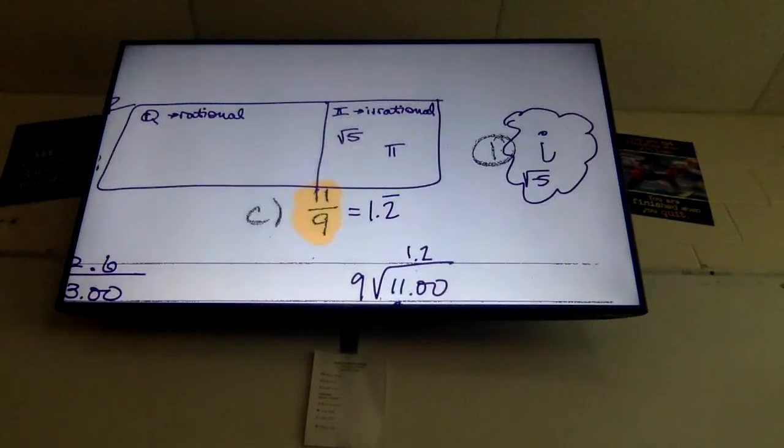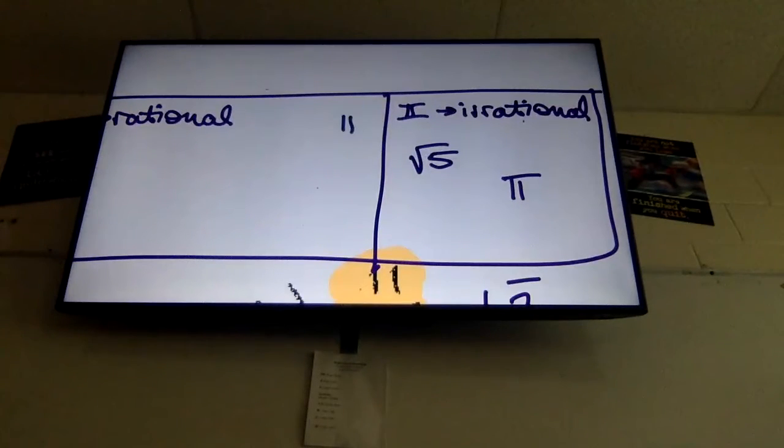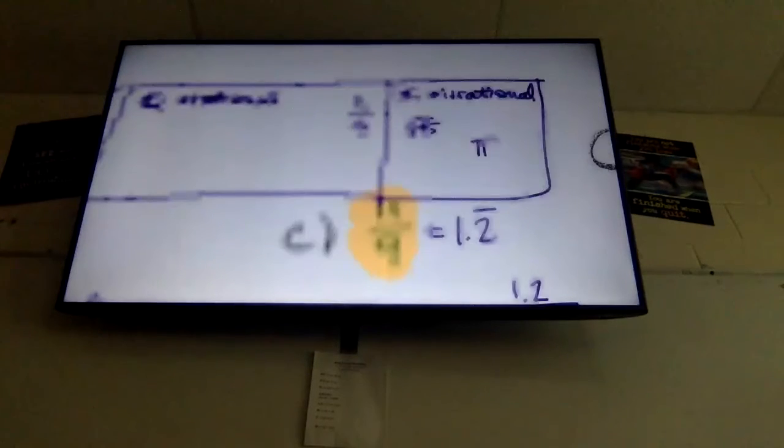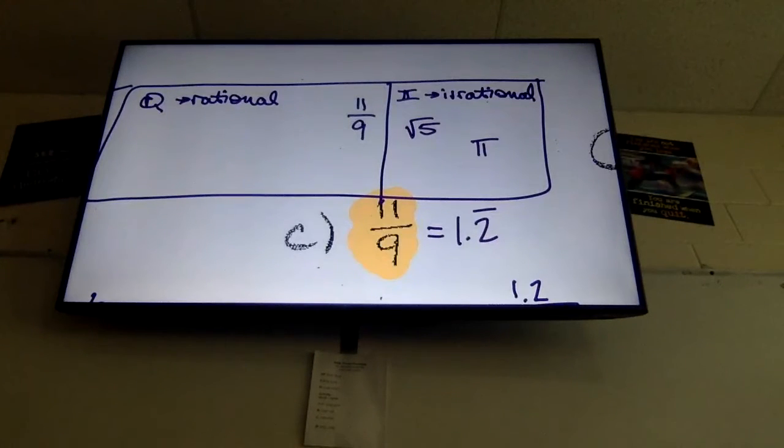Okay. Michael did give me a good example of rational. So 11/9 is a good example of a rational number. So any number that can be written as a fraction. There's 3 more categories inside rational though.